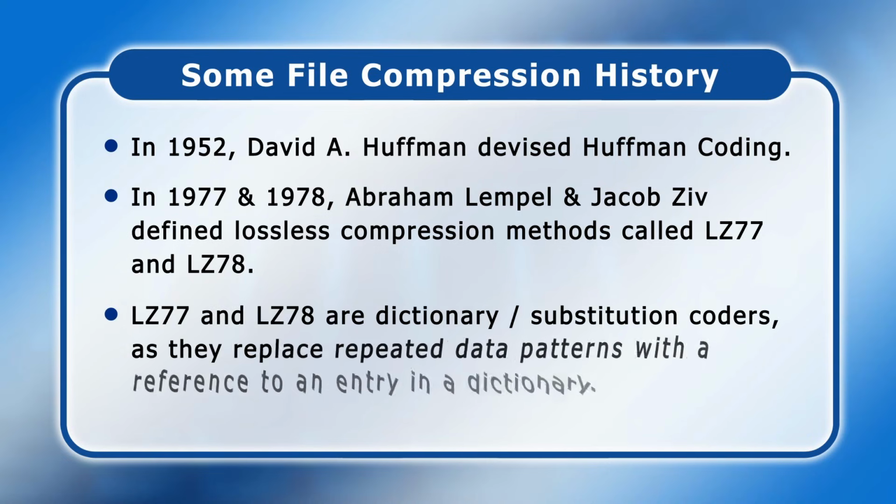These are known as dictionary or substitution coders, as they replace repeated data patterns with a reference to an entry in a dictionary that is created during the compression process. And, like Huffman coding, LZ77 and LZ78 still form the basis of many of today's data compression standards.